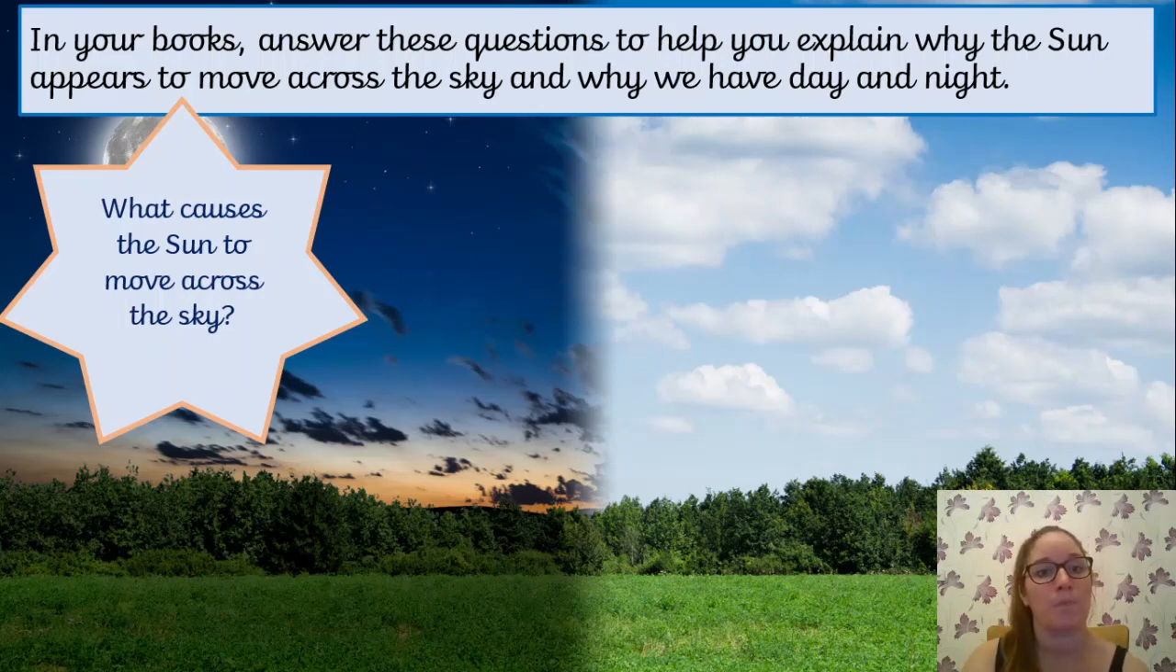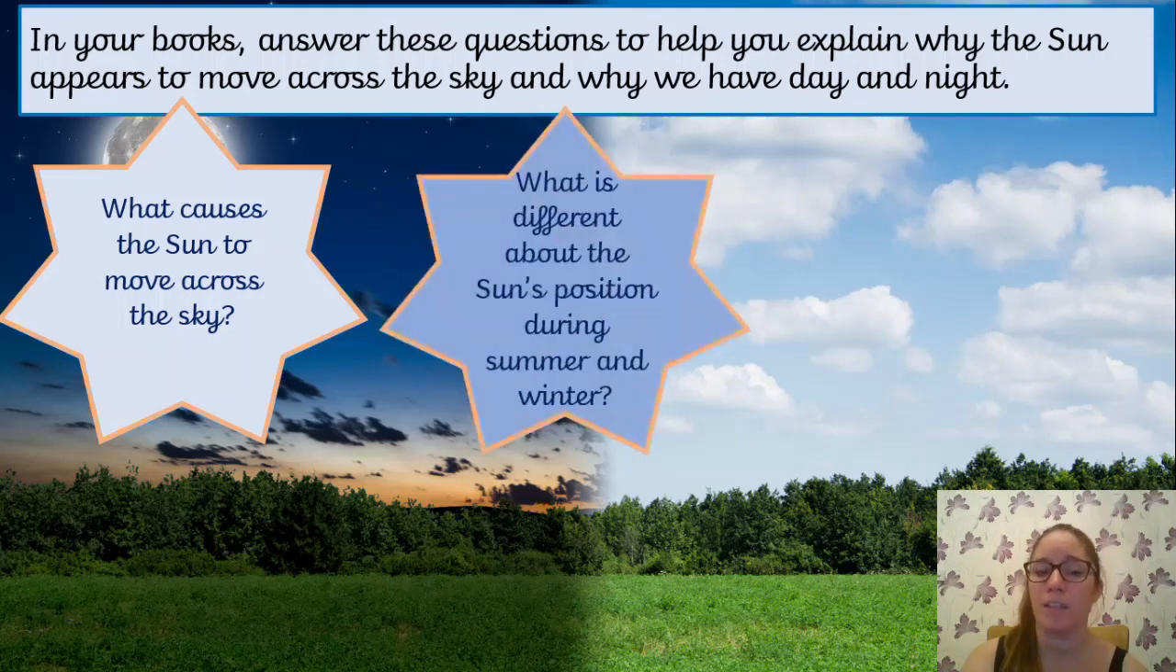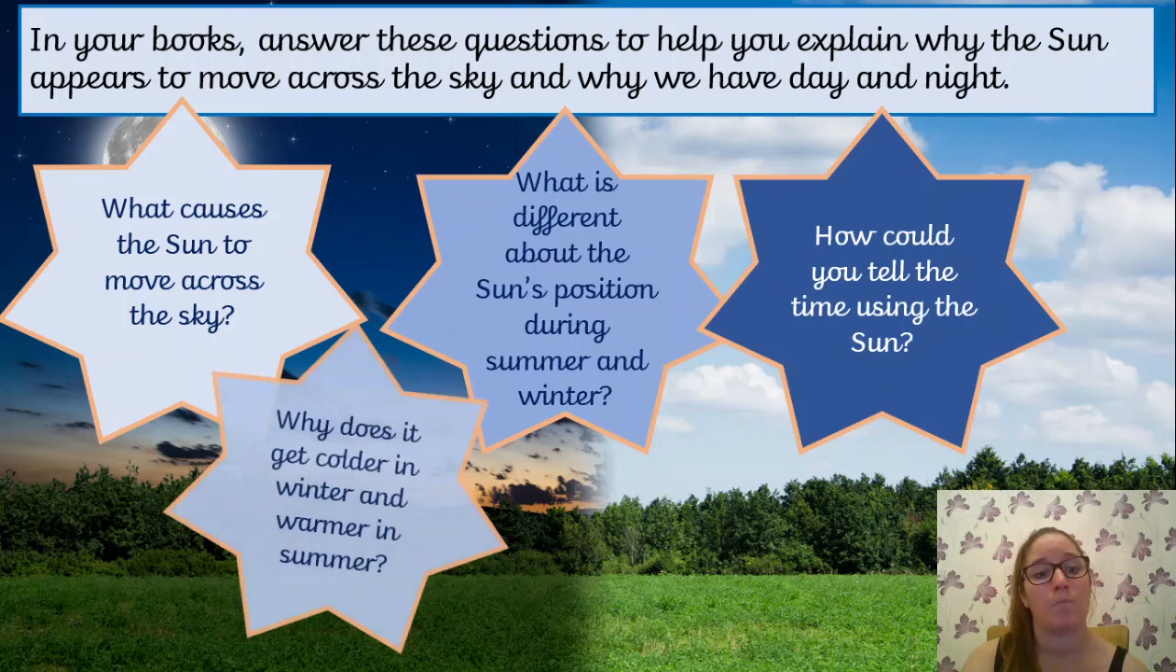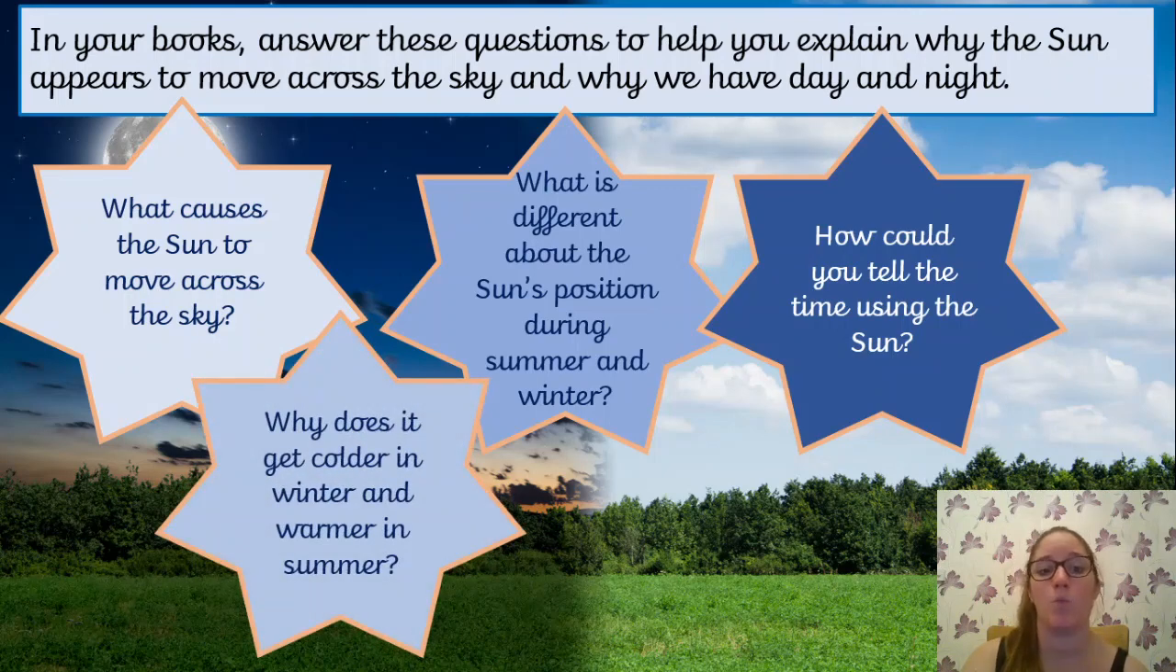So the questions I've chosen to prompt you with are: What causes the sun to move across the sky? What is different about the sun's position during summer and winter? How could you tell the time using the sun? And why does it get colder in winter and warmer in summer?